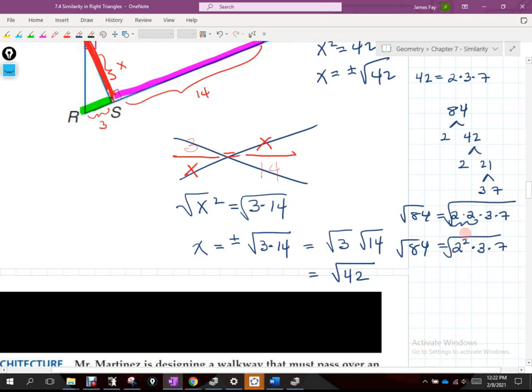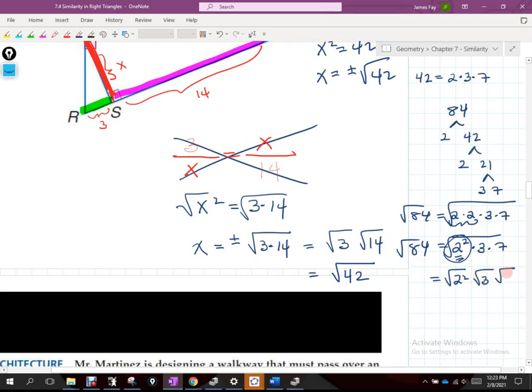What is 2 squared the same as? 2 times 2, which that quantity is 4, right? Is 4 a perfect square? So that means that 4 is the largest perfect square that divides 84. Okay? Can we rewrite this as 2 squared?